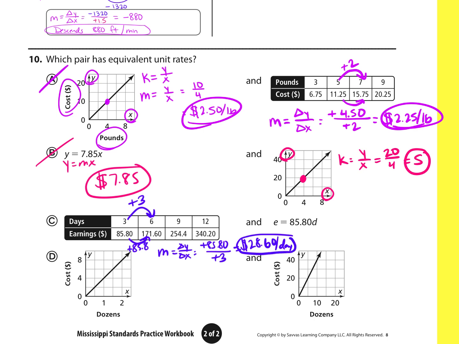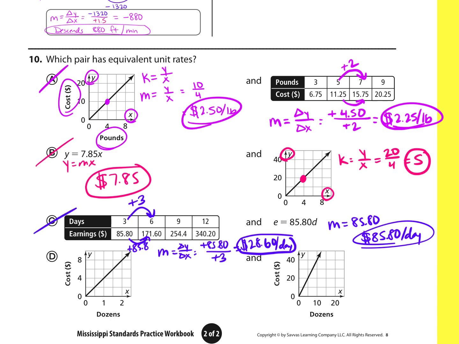And over here in our equation, we see that the slope is 85.80. So those are different numbers. $85.80 per day is a different value from $26.80, so that one is not equivalent.